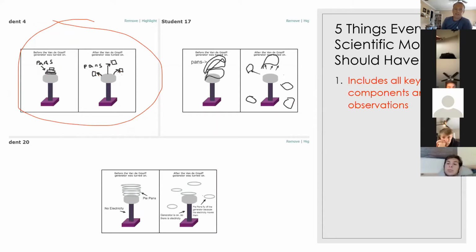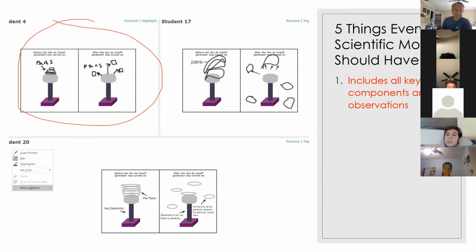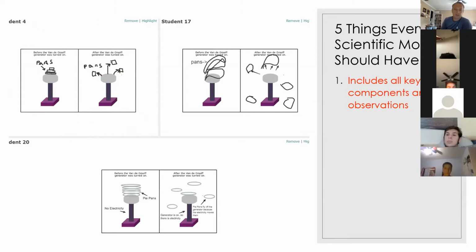The second thing that your model should include is it should illustrate the relationships among different things. In other words, why did they fly off? I should be able to see in your model some sort of reason as to why this stuff flew off. So this model here, while it includes number 1, doesn't include number 2. So whenever you're drawing your model, there should always be something that shows the relationships.